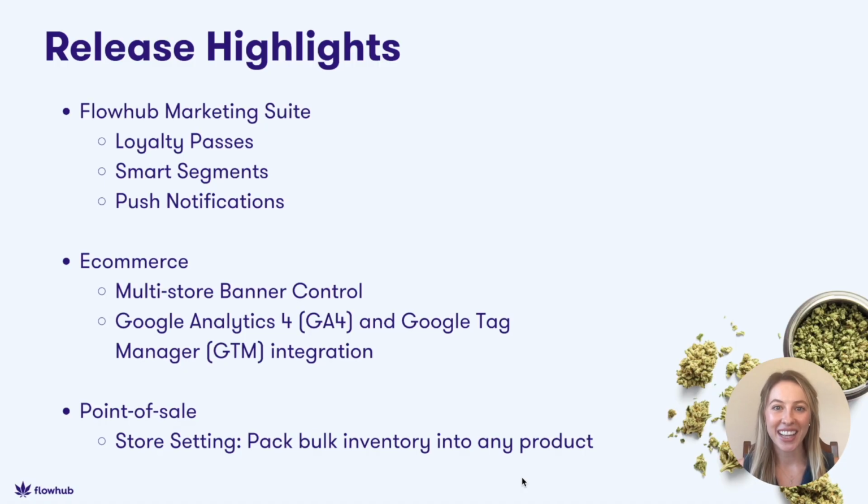I've got some release highlights to demo to you today. Those include Flowhub's brand new marketing suite, which unlocks for you the ability to send loyalty passes to someone's digital wallet, includes the option for you to create smart segments or use Flowhub segments to send out push notifications to your customers. For e-commerce, we now have some multi-store support for banners, meaning you can create a banner once and have it be used at all of your locations. And we now have a deep integration with Google Analytics and the Google Tag Manager.